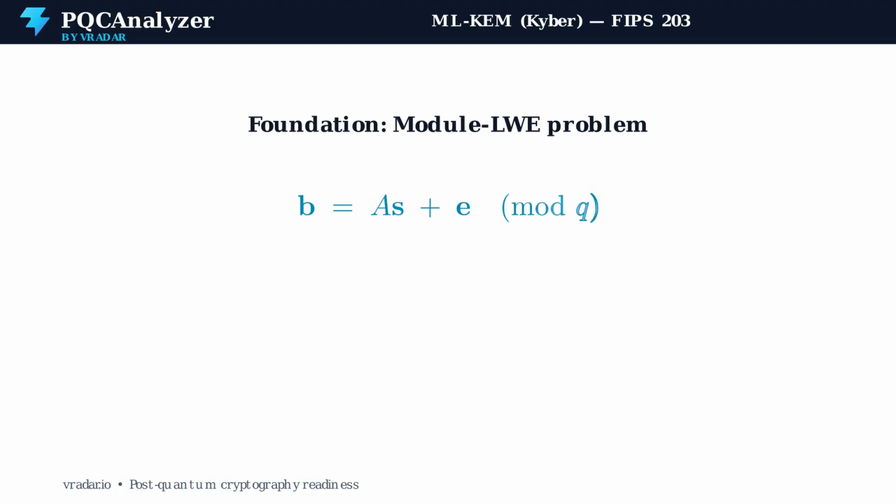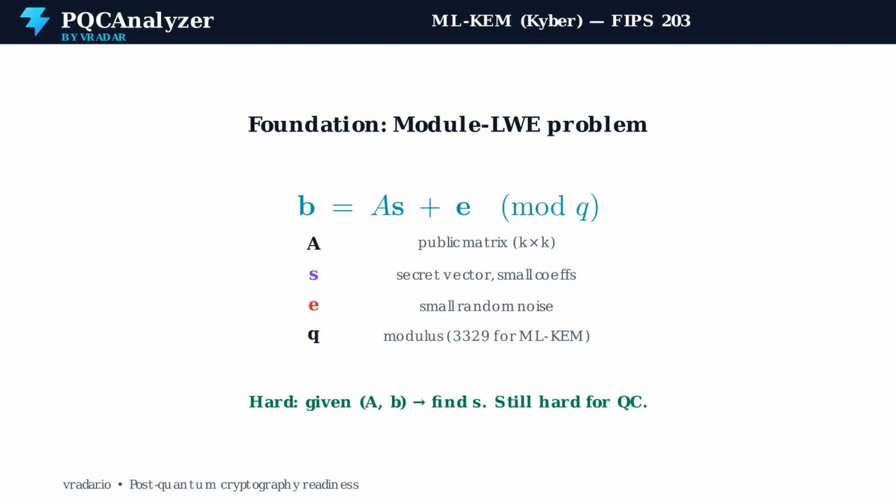ML-KEM's mathematical foundation is the Module-LWE problem. Given a public matrix A and the value B equal to A times S plus E modulo Q, find the secret vector S. Both S and E have small coefficients, and Q is the modulus 3329. The problem is conjectured hard even for quantum computers.